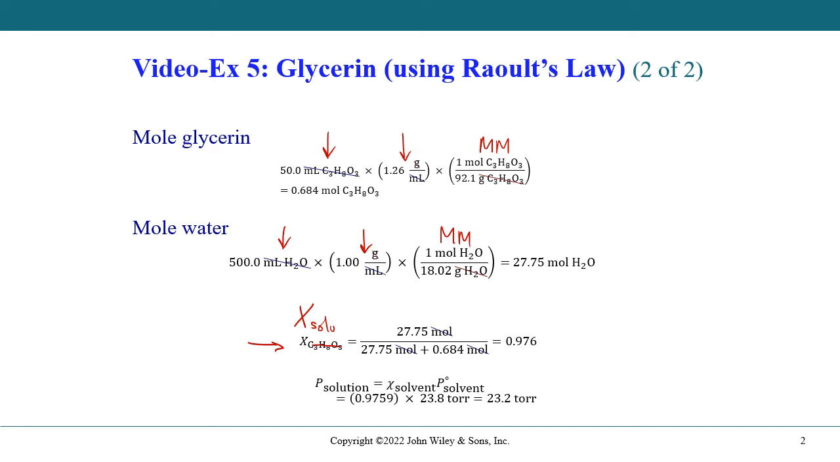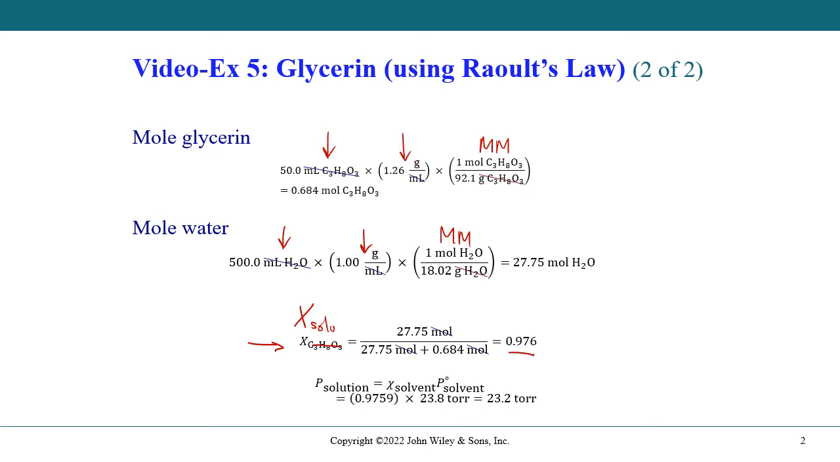So we take the number of moles of water and divide it by the total number of moles of both components. That is the moles of water plus the number of moles of glycerine, and we end up with a fraction. Remember this is a fraction, so there are no units. Actually, it works out to 0.9759, and with the correct number of significant figures, it becomes 0.976.